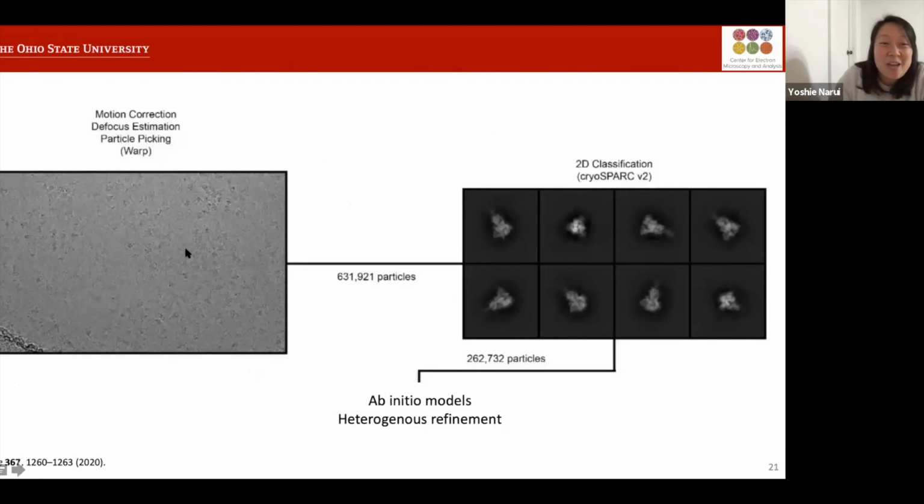So again, when you look at this cryo-EM image, it's not terribly impressive, but if you think they had 3,000 movies, from those movies they picked about 600,000 particles. Here you can see the 2D classifications, right? From there, they curated it further down to about 200,000 to 250,000 particles. And from those, they were able to build their ab initio models. There is heterogeneous refinement because there are multiple conformations of this structure.